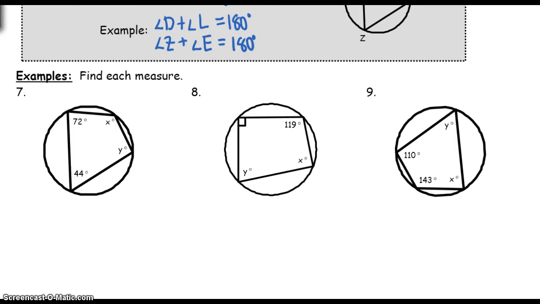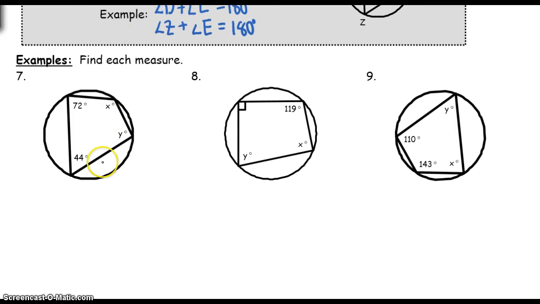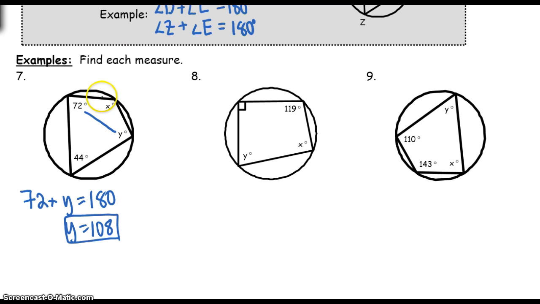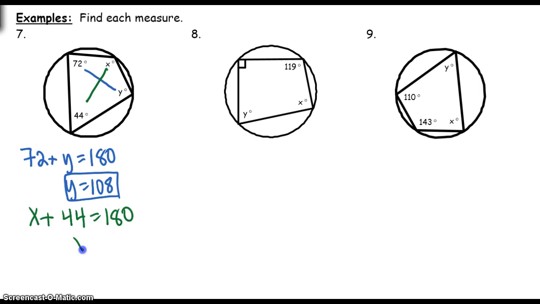So let's look at number 7. Knowing this information then, let's go ahead and write out what our opposite angles are. So 72 is opposite from y. So 72 plus y equals 180 degrees. And if I subtract 72 from both sides, I'll get that y is 108. Let's look at the x. X is across from 44. So x plus 44 equals 180 degrees. If I subtract 44 from both sides, I get that x equals 136 degrees.